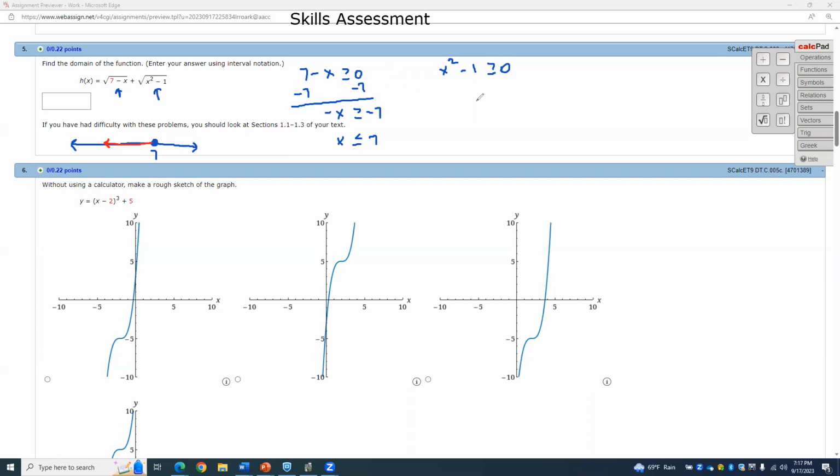All right, next up, I have to try to solve x squared minus 1 is greater than or equal to 0, which is deceivingly hard, okay? Because people often forget what's even going on here. This is a polynomial inequality, okay?